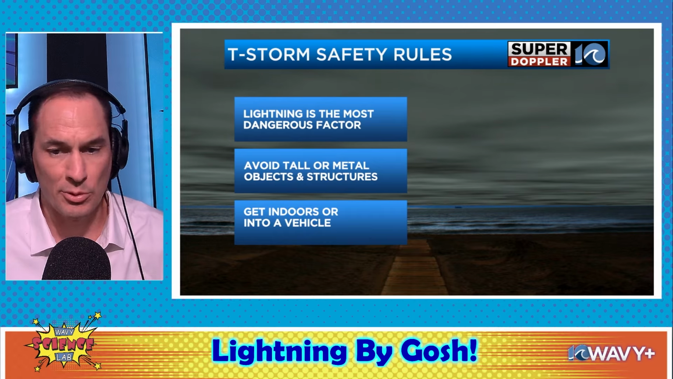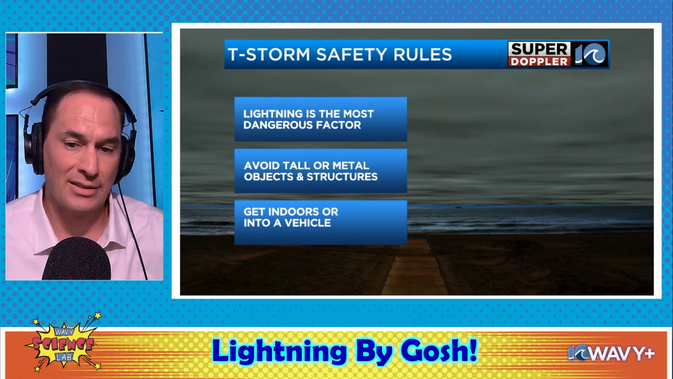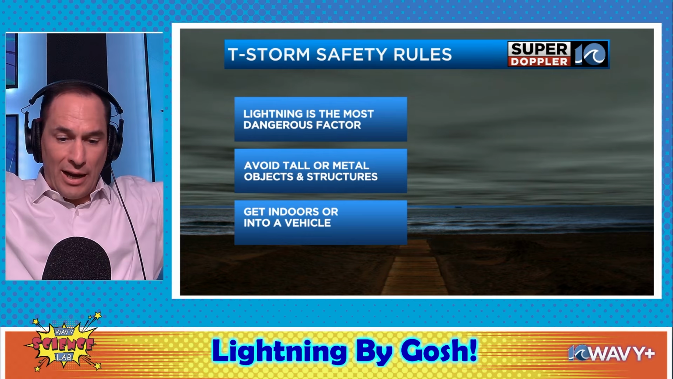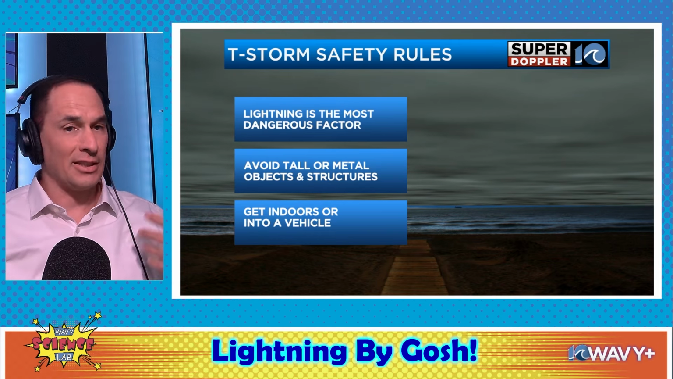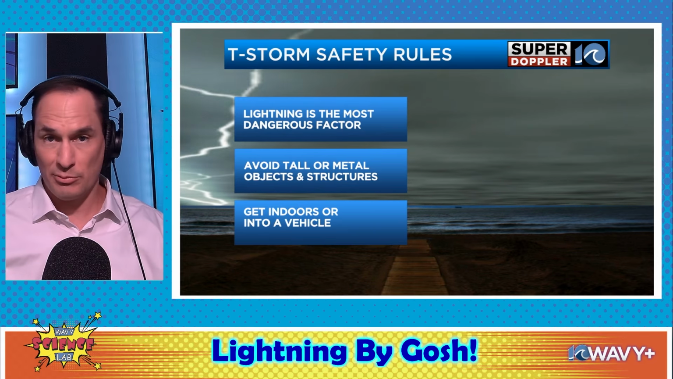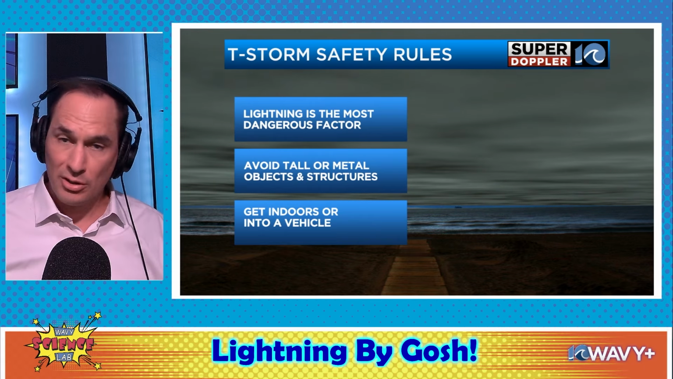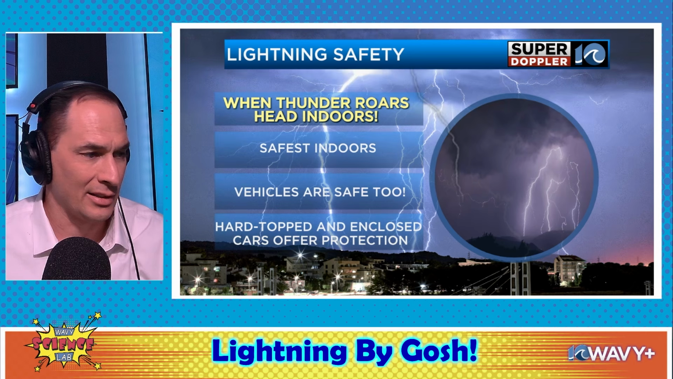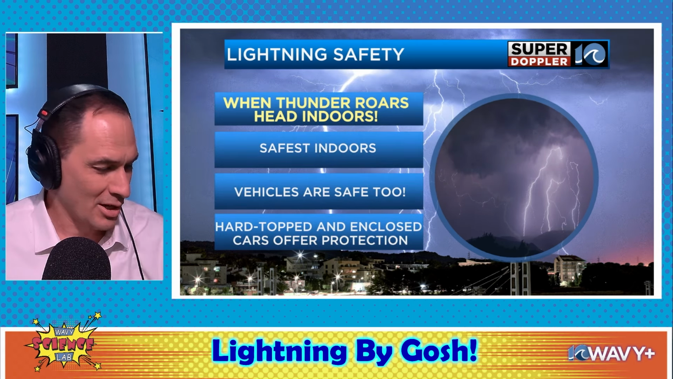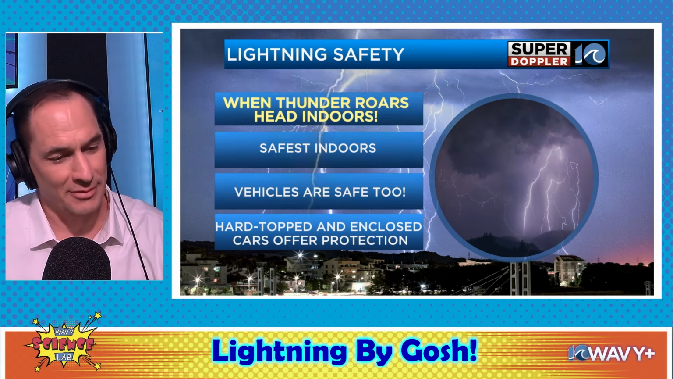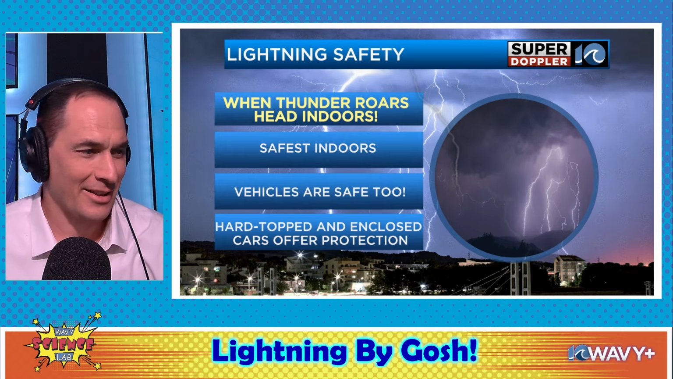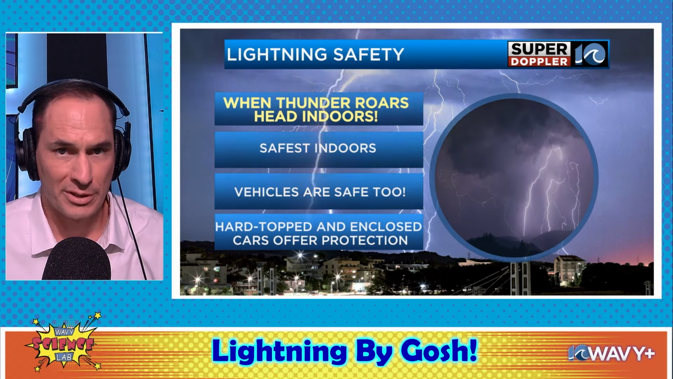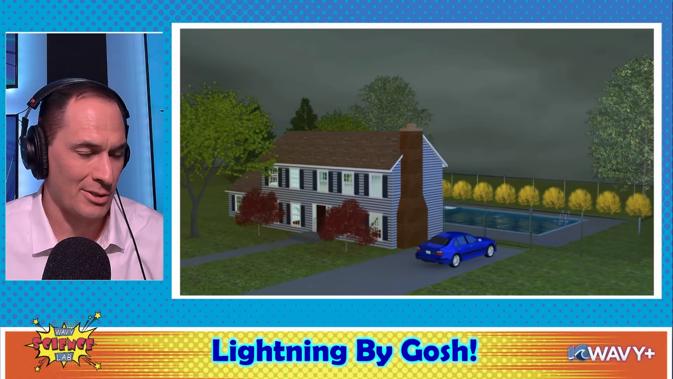So some thunderstorm safety rules. The most important thing is to get inside, basically. You can also get into a vehicle. Lightning can strike a vehicle, go down through the metal chassis into the ground. You'll be okay. I've seen on the Weather Channel stories about that where they did some research, and as long as you're not touching any metal, usually the person's okay. But you want to get inside. That's the most important thing, I think. When thunder roars, head indoors. I had to add a little zest to that. Safest indoors. Vehicles are safe too, as I mentioned. Hard-topped and enclosed cars offer protection. With a soft top, maybe not so much.